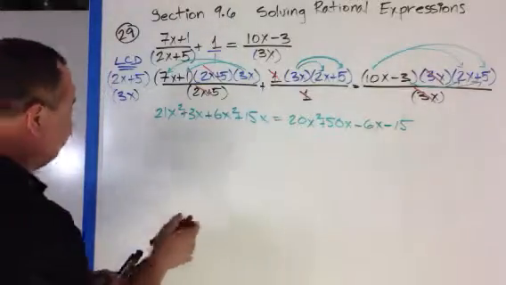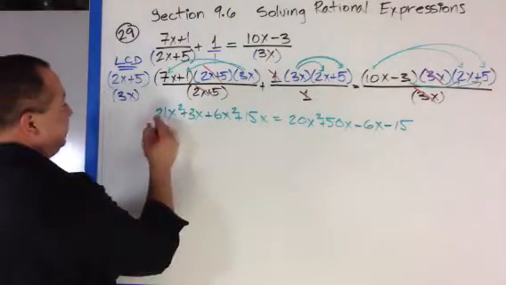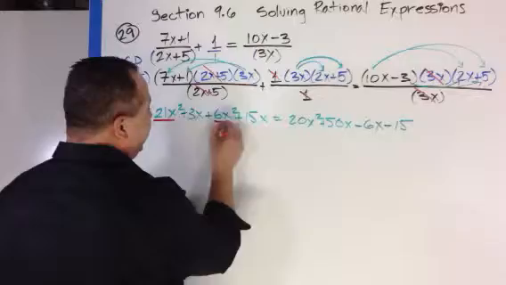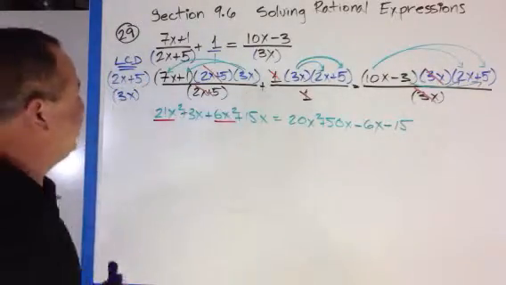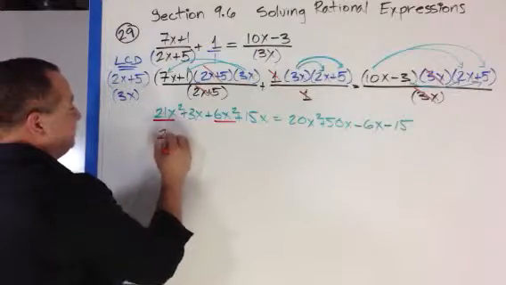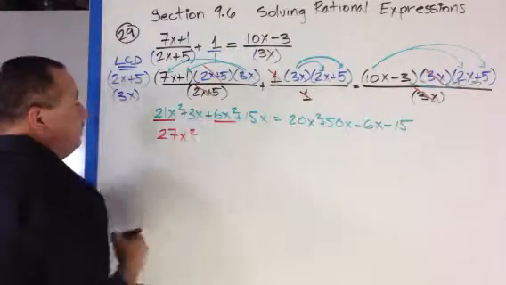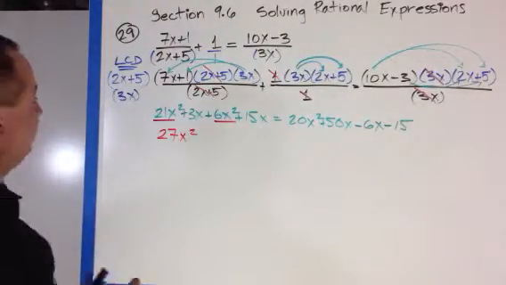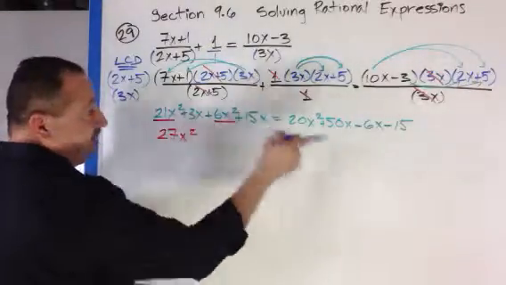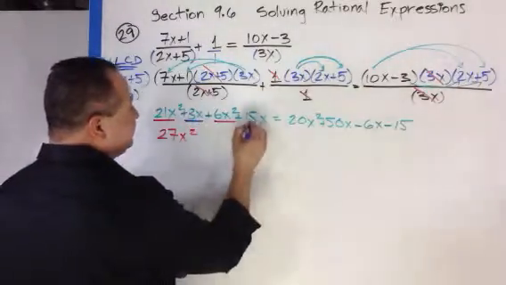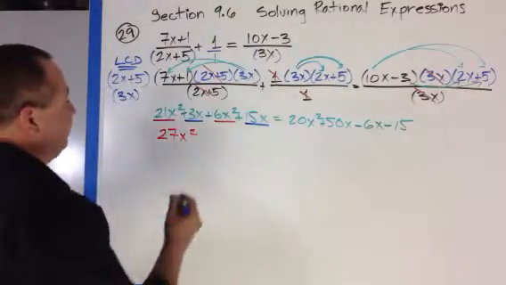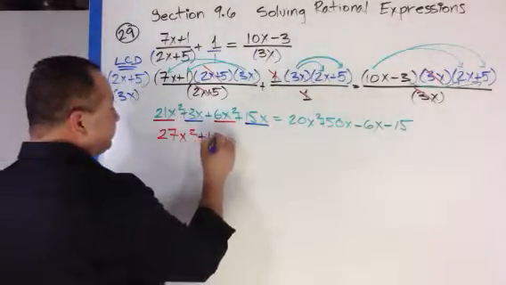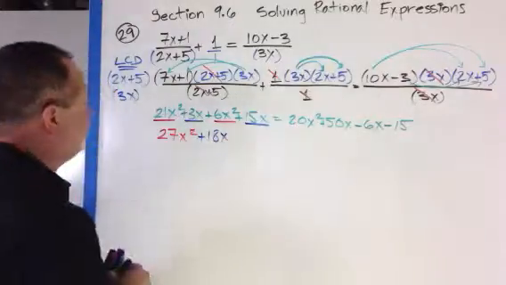So if you look closely here, you'll notice that we have an x squared term here and an x squared term there. So I'm going to combine them. So we have 21x squared and 6x squared. That'll give us 27x squared. The next thing we're going to look for now would be our x's. So here we have x and here we have an x. So I'm going to go ahead and combine those. That'll give me 18x. Looks like we're done with that.